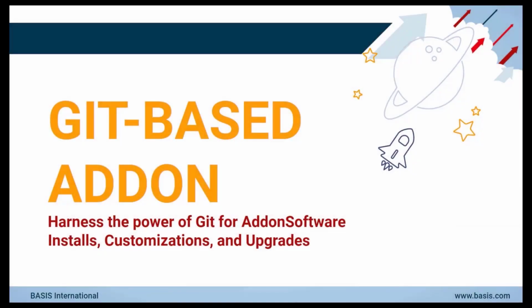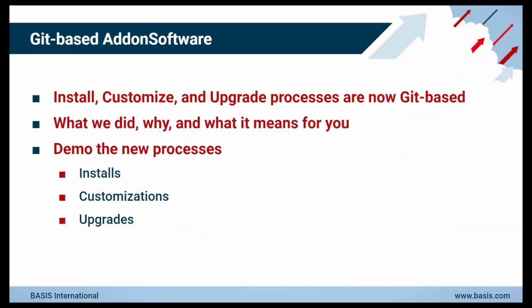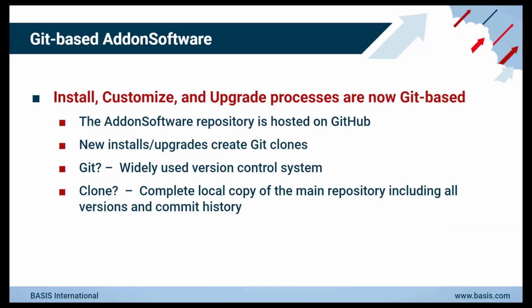Our first topic is Git-based Addon, where Addon now harnesses the power of Git for Addon software installs, customizations, and upgrades. Those processes are now Git-based. We'll talk a bit about what we did, why, what it means for you, and then we'll go through some demos of those new processes. The Addon software repository is hosted up on GitHub. New installs and upgrades create local Git clones.